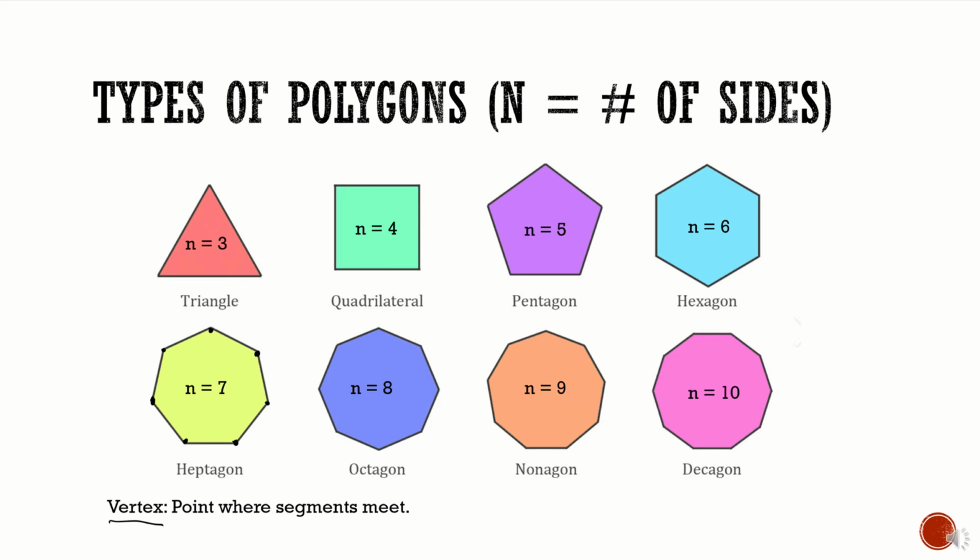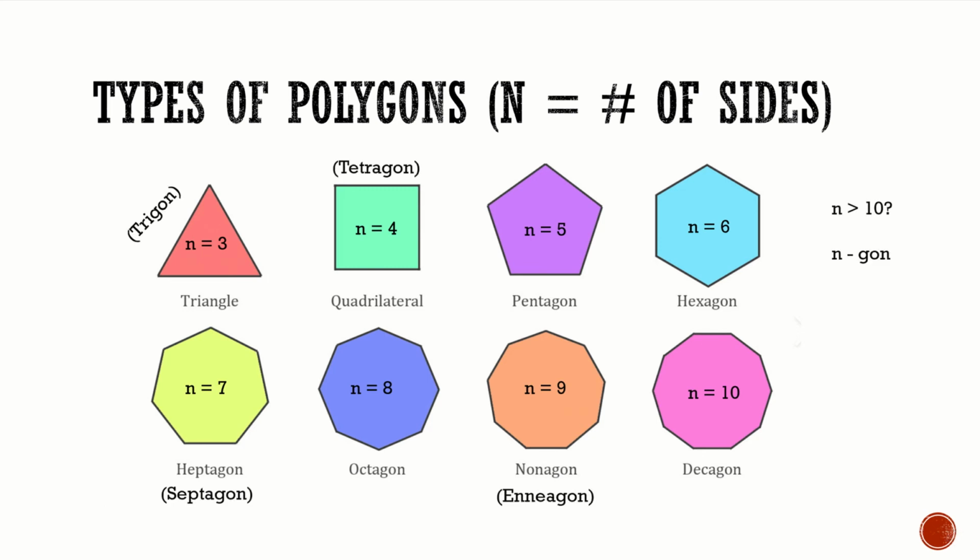You should also know that there are different words for different types of polygons. A triangle is also called a trigon, so if you want to call it that, you can. A quadrilateral is also called a tetragon. There's also another word for heptagon and nonagon, so you can use those if you want to. But otherwise, this is what they're called.